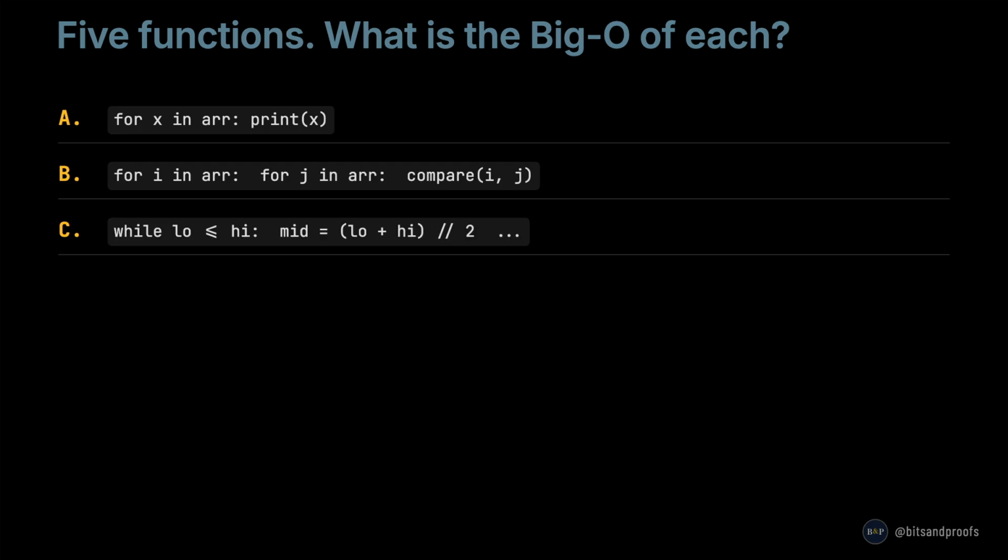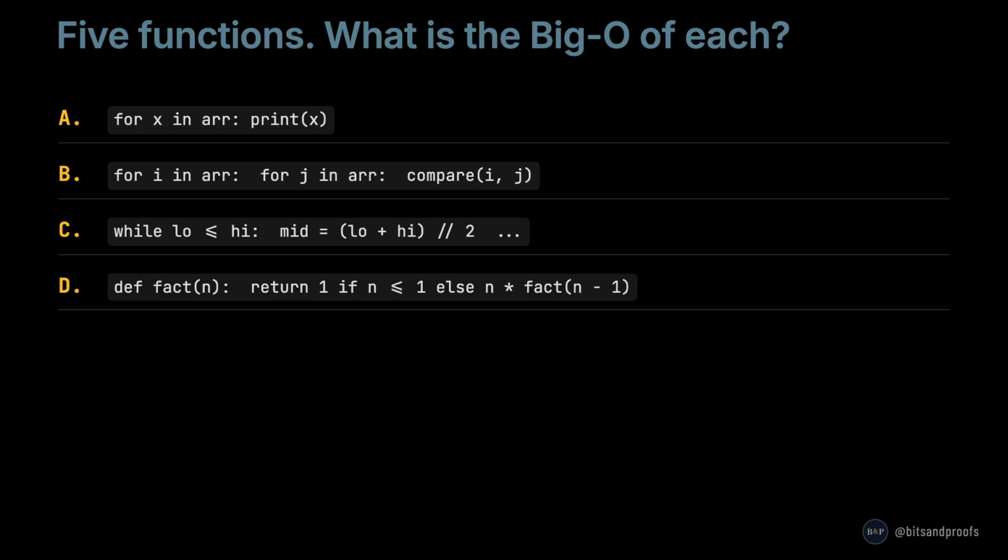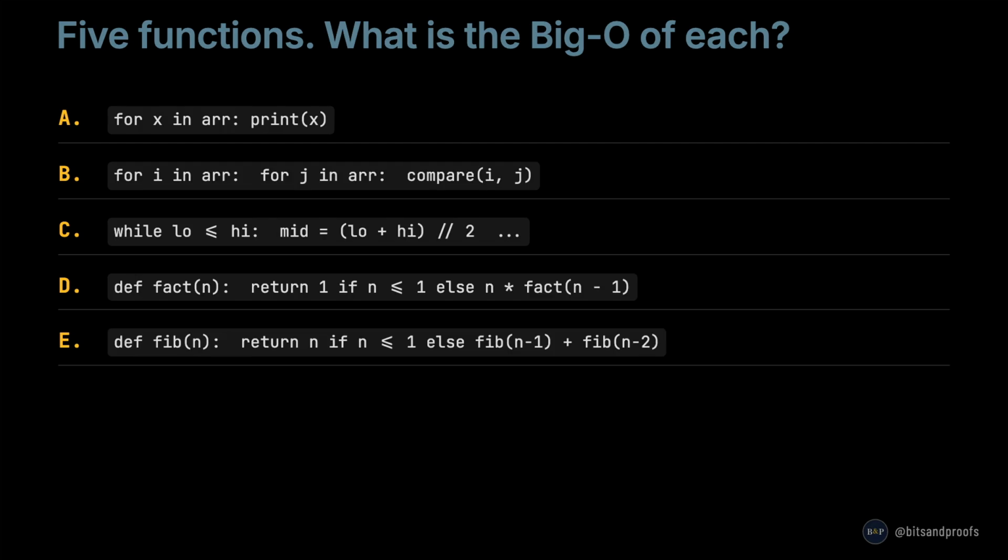C, a while loop that splits the search range in half each step. This is binary search, one of the most important algorithms in computer science. Notice the structure. D, a recursive function. Factorial of n. Returns 1 if n is small, otherwise n times factorial of n minus 1. Single recursive call per step.